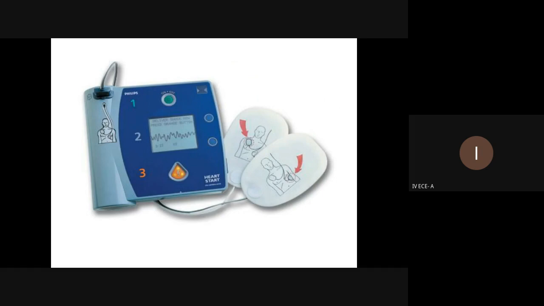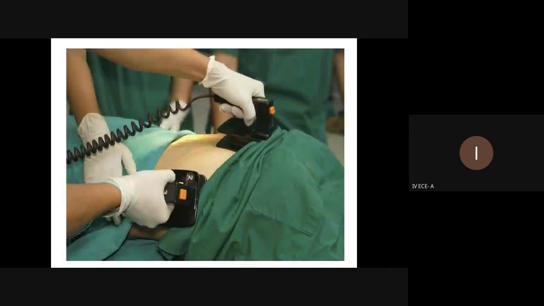So this is the defibrillator circuit. This is the defibrillation process which we give to a patient. So this is a paddle. This is called a paddle. Then this is a switching control. Okay, so this is a switch control.